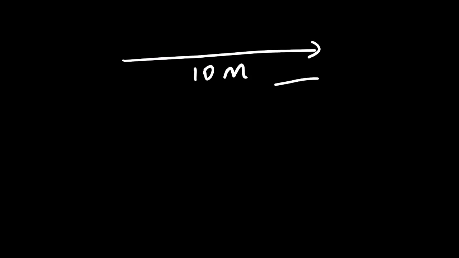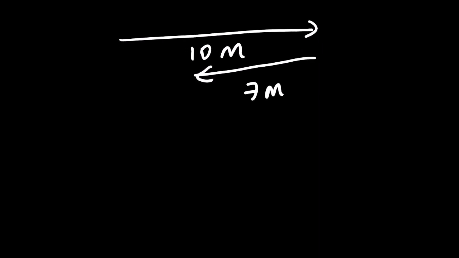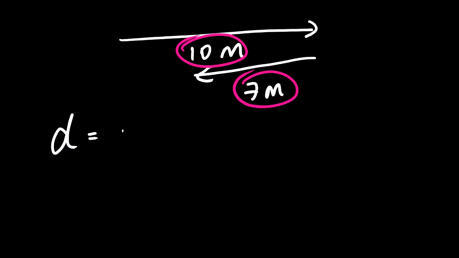Now, looking at practical examples, suppose we have an object traveling to the right 10 meters and then goes back to the left 7 meters. Let us look at the distance. The distance traveled by the object will be the sum of the paths taken. So it will be 10 plus 7 meters, which is equal to 17 meters.